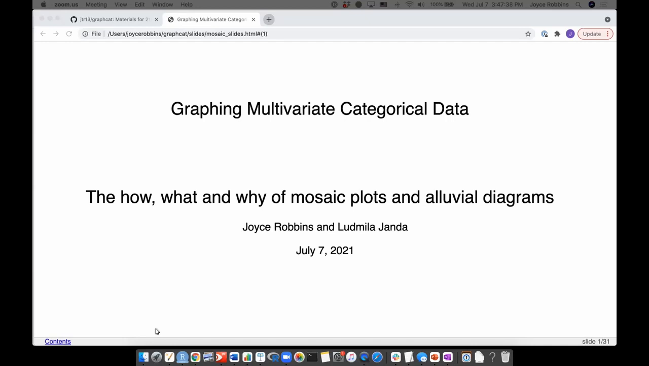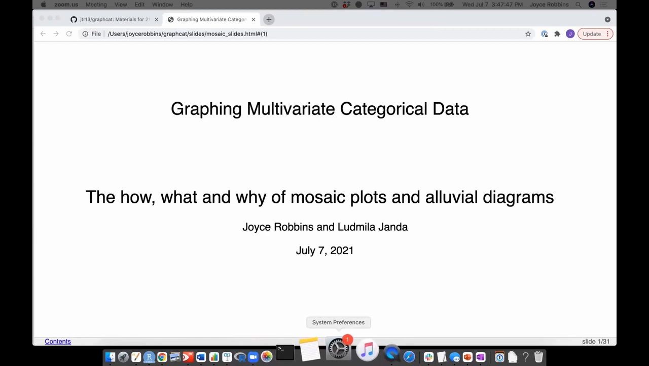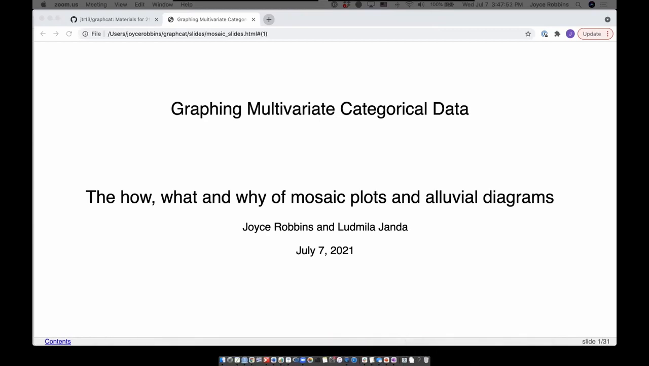Today we're talking about graphing multivariate categorical data, and specifically we're going to be focusing on mosaic plots and alluvial diagrams. This is going to be the how, what, and why of mosaic plots and alluvial diagrams.